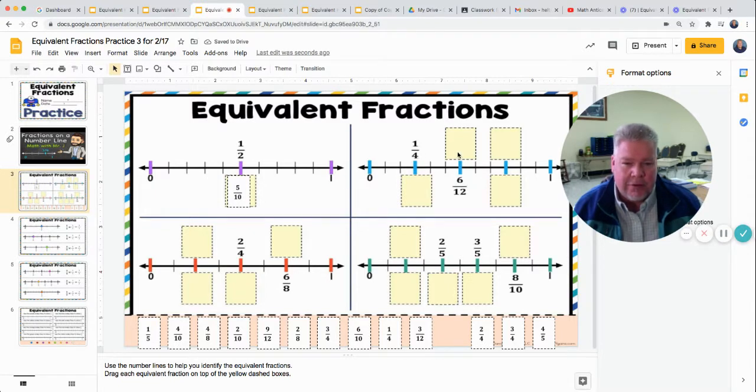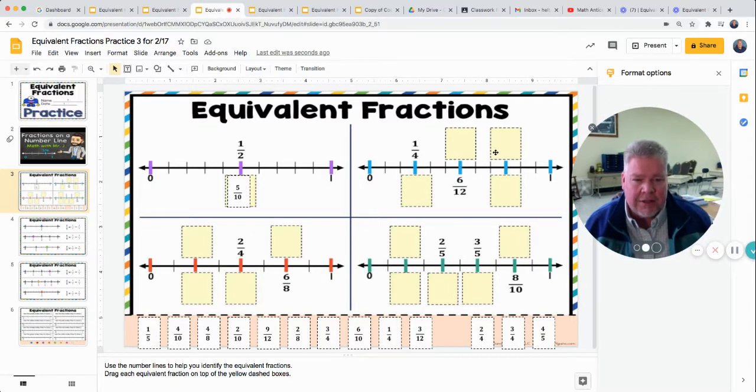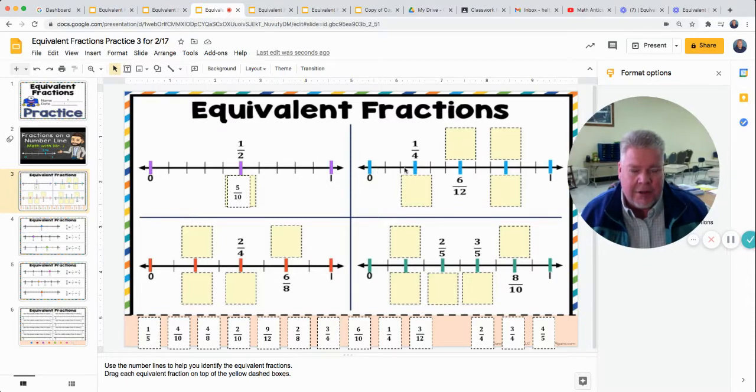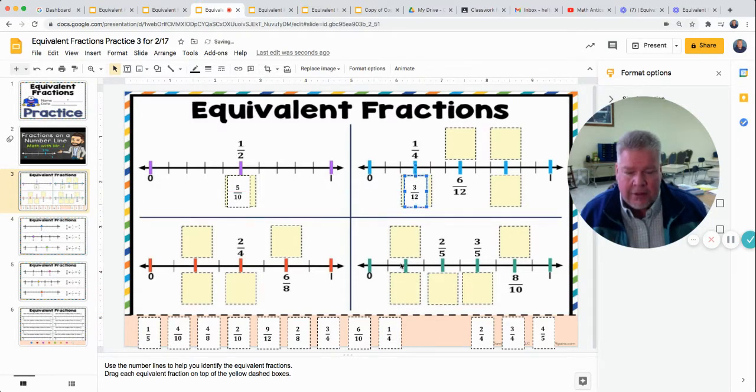So I see 1/4, I see 6/12, but I got a whole bunch of things that are missing right here. So I'm going to count and see how many total pieces there are. 1, 2, 3, 4, 5, 6, 7, 8, 9, 10, 11, 12. So this is divided into 12ths. So this shows 6/12, and this shows 1/4. I have to find an equivalent fraction to 1/4. Well, let's look at the 12ths. 1, 2, 3/12. Can I find 3/12 down there? There it is. So I'm going to put 3/12 right there.